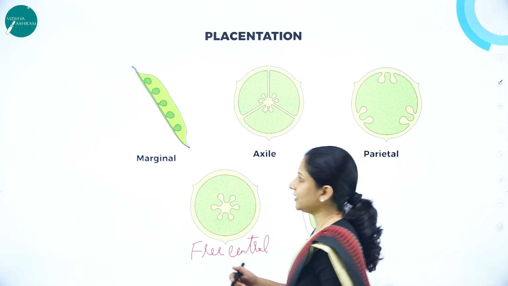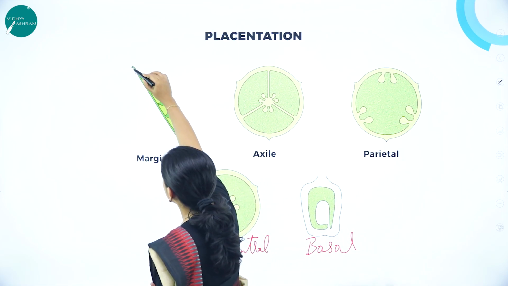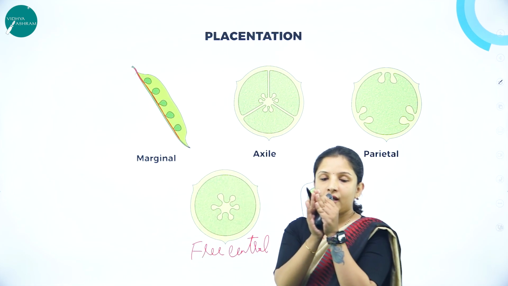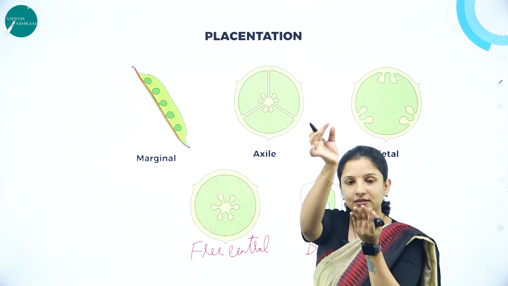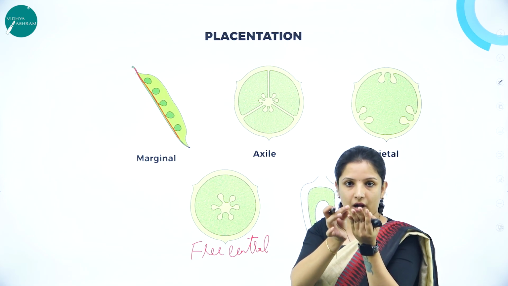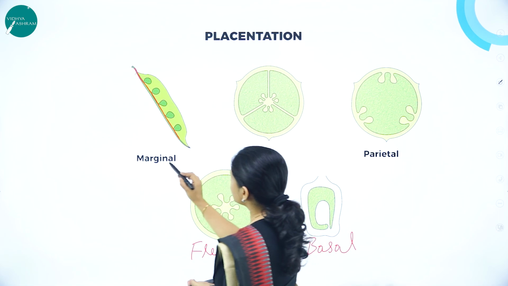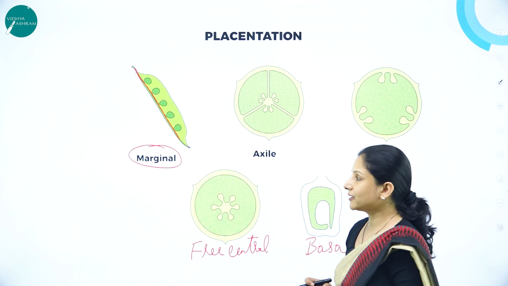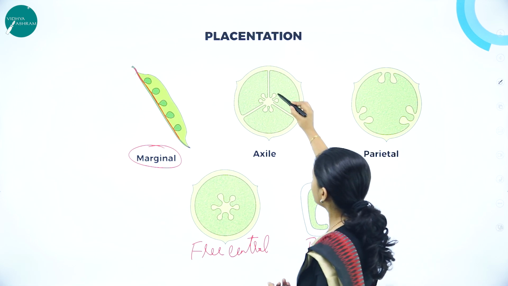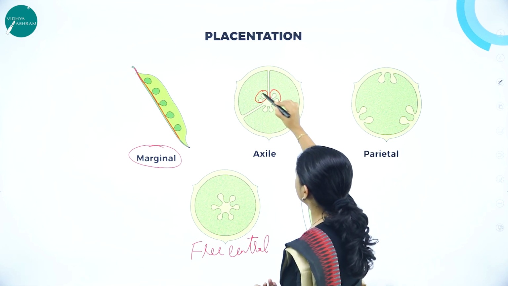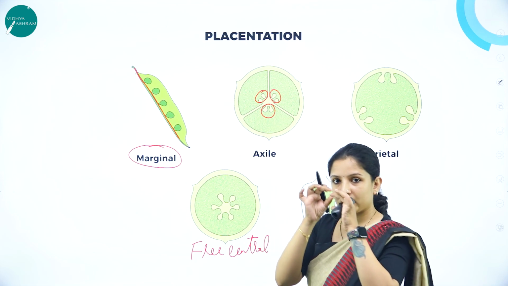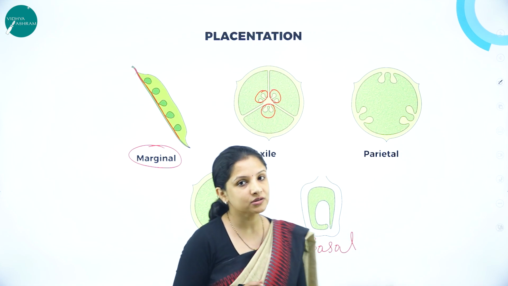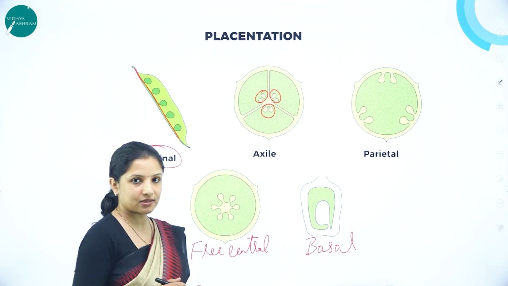So what is marginal placentation? Here you can see the placenta or the ovules are arranged in one particular margin. If you take a pea pod and just open it, all the ovules will be arranged in one margin only. Therefore it is called marginal placentation. Axial placentation means that from the axis, if you can see, they'll have locules, and wherever in the locule that axis is there from the center, you can see the ovules arising. So it is called axial placentation.